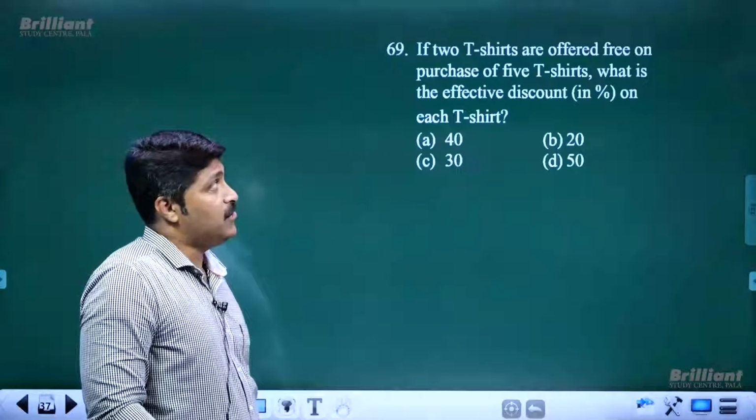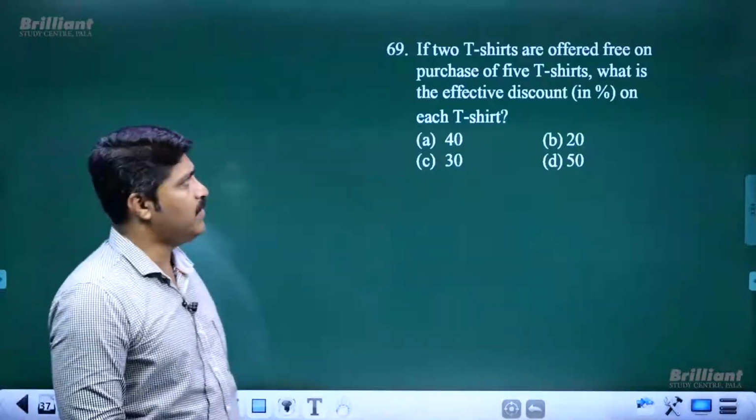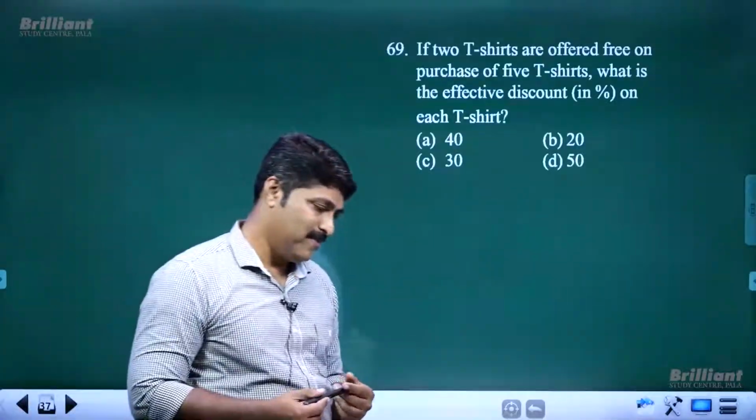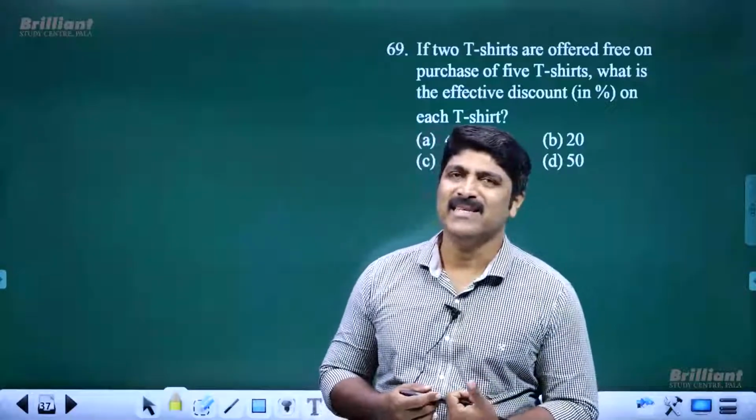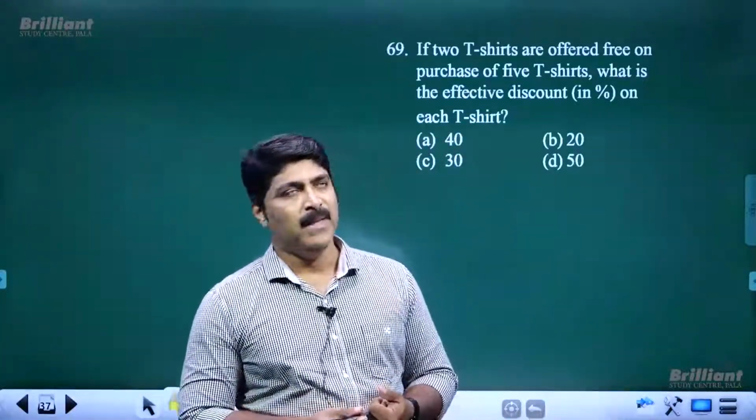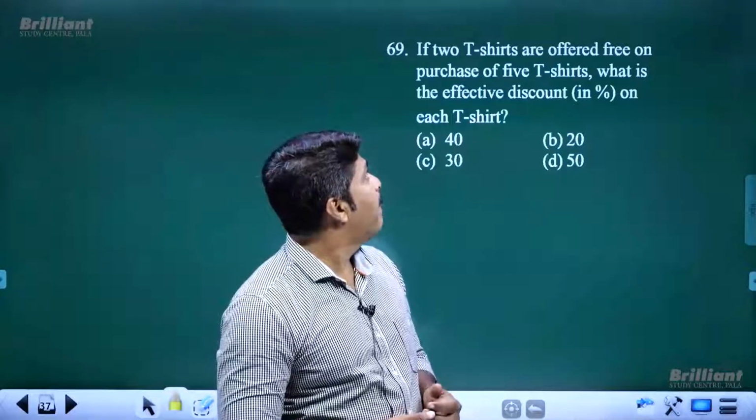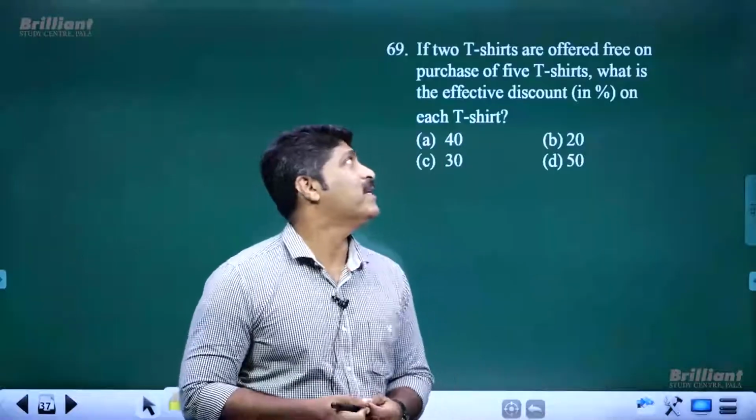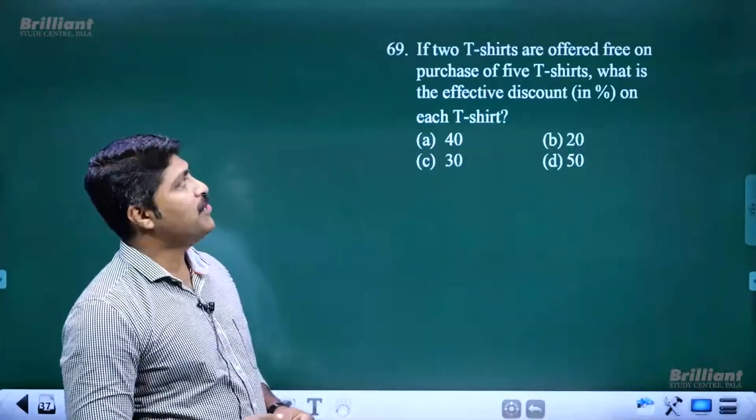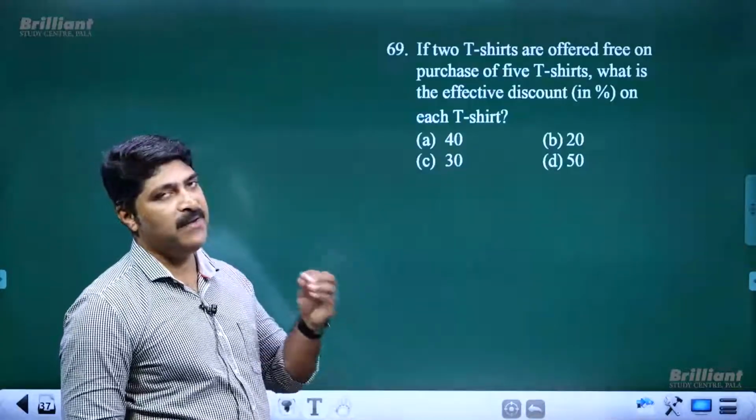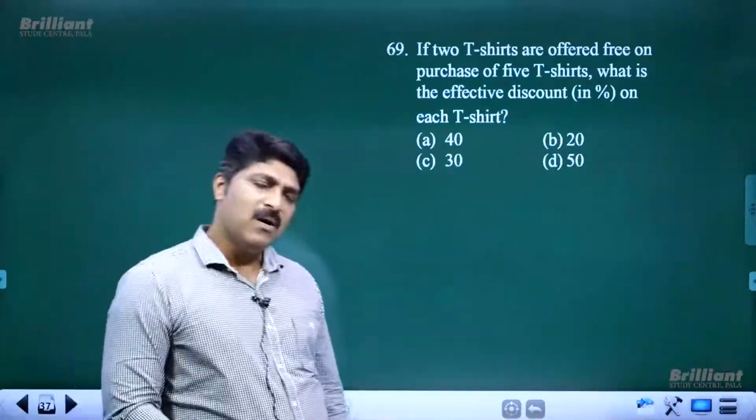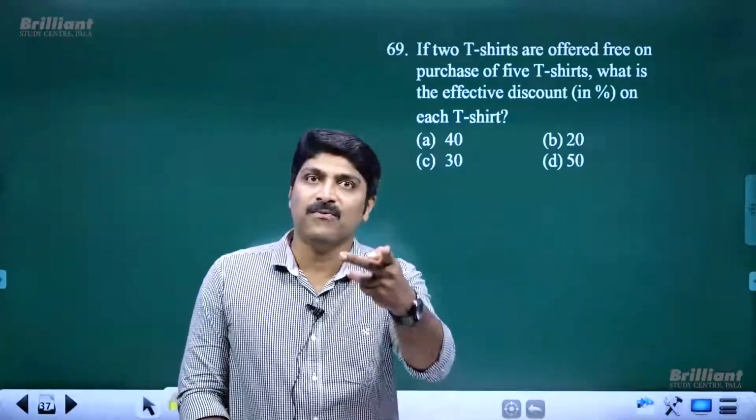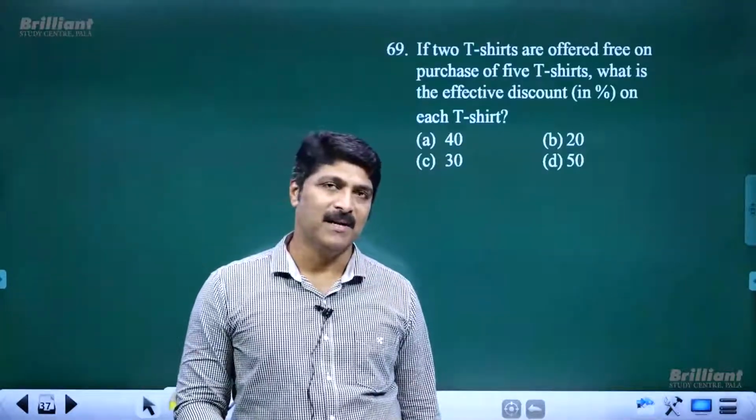If 2 t-shirts are offered free on purchase of 5 t-shirts, then what is the effective discount? How can we tag this discount offer? This is nothing but buy 3 get 2 free. Because 2 t-shirts are offered free on purchase of 5 t-shirts, it means the customer is receiving 5 t-shirts in total. Out of these 5 t-shirts, 2 are free. Clear? That's the basic logic.